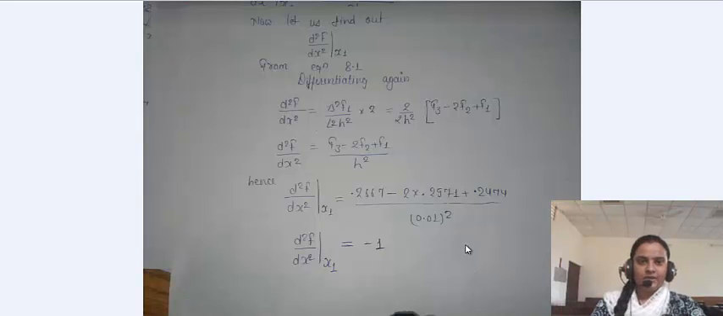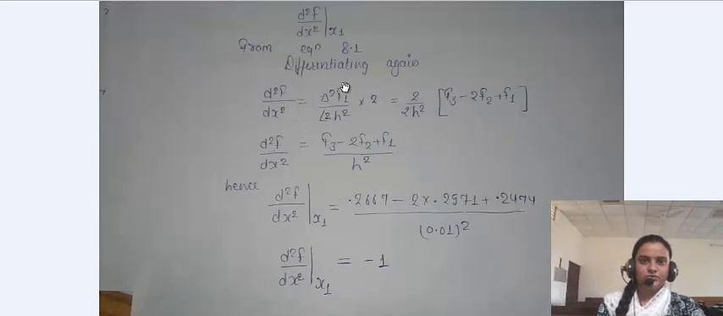Moving on to the next, we have to find the value of d square f by dx square at point x1. So from equation 8.1 that we have seen before, we will differentiate again to find d square f by dx square. After differentiating equation 8.1, we got del square f1 upon factorial 2 h square into 2. Finally, we got the equation as d square f upon dx square is equal to f3 minus 2f2 plus f1 upon h square.